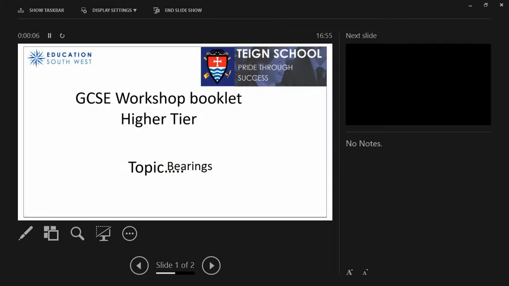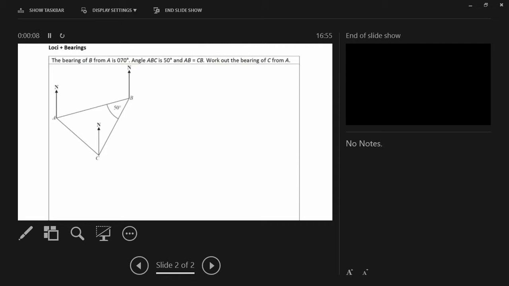Looking at a question on bearings. So our question is, the bearing of B from A is 070 degrees, and angle ABC is 50 degrees, and AB equals CB. So we need to work out the bearing of C from A.